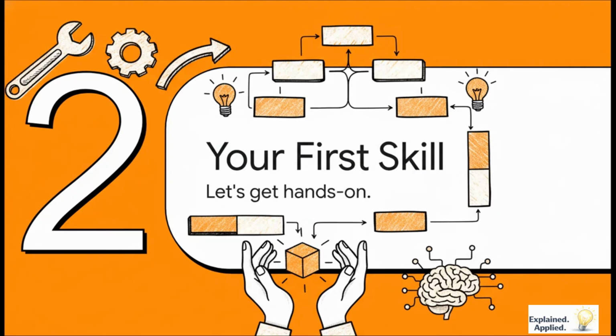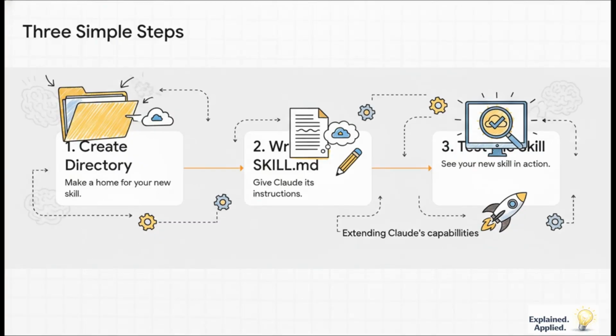Look, the best way to really understand the power here is to just build one. So, enough talk, let's get our hands dirty and create our very first skill together right now, step by step. And it's a super straightforward three-step process. 1, we create a folder for our skill. 2, we write the instruction file, and 3, we test it out. That's it. Let's walk through each one.